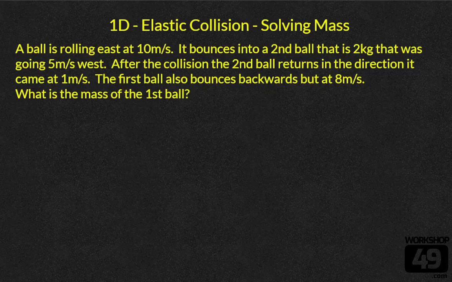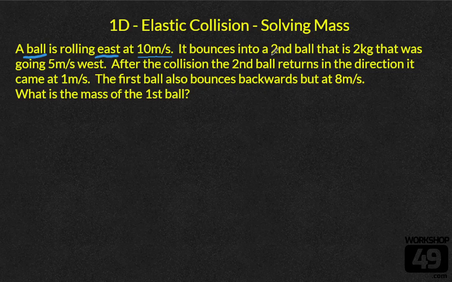All right, now we have a brand new elastic collision question, but this time, instead of solving for an unknown velocity, we're solving for an unknown mass. We're going to go through and highlight key information. So we have a ball, and it's rolling east at 10 meters per second. If you were just watching the last example, you'll know that we typically treat east as our positive direction. So this is going to be a positive 10 meters per second.